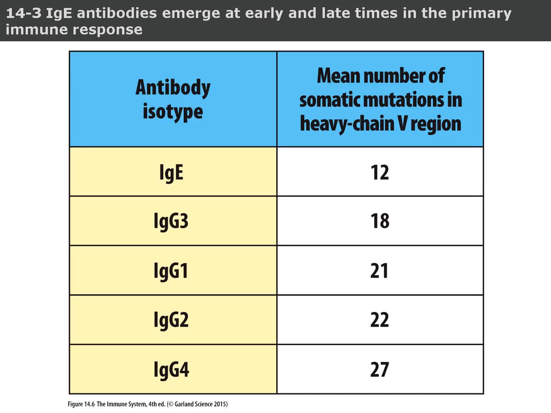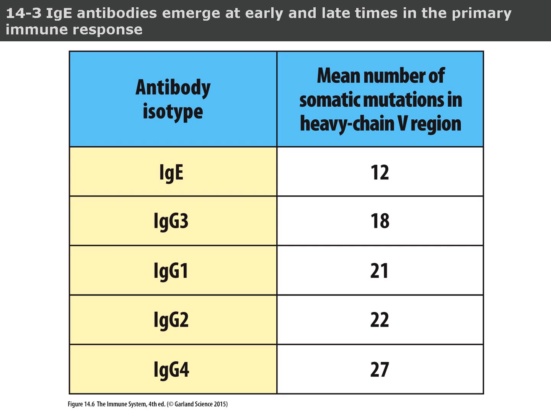This figure presents data comparing the mean number of somatic mutations in the heavy chain variable regions of different antibody isotypes. Somatic mutation is a process that introduces small genetic changes into the variable regions of immunoglobulin genes. These mutations contribute to the process of affinity maturation, allowing the immune system to produce antibodies with increased binding strength over time. The table shows that immunoglobulin E antibodies have the fewest somatic mutations, with an average of 12 mutations in the heavy chain variable region.